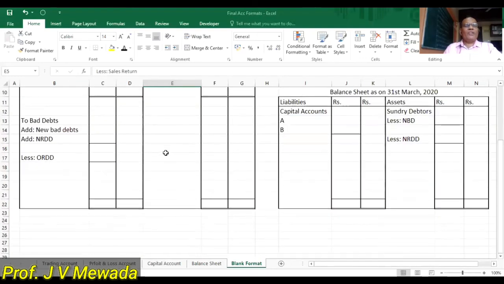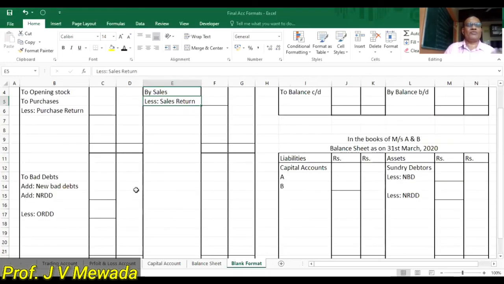In the profit and loss account, see the problem. If in a problem there is no adjustment of bad debts, then there is no need to write this particular formula. But 99% there is an adjustment of bad debts and RDD. In that case, you have to show this formula of the bad debts on the debit side of the profit and loss account. The formula is bad debts as per trial balance, add new bad debts, add new reserve for doubtful debts, minus old reserve for doubtful debts. So this formula you write. So be prepared with the format before solving the problem.